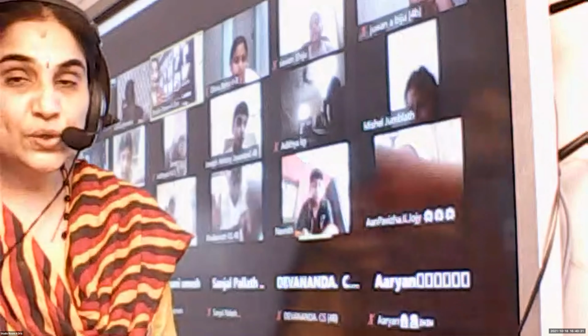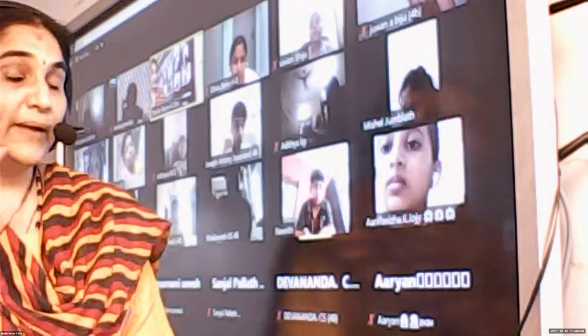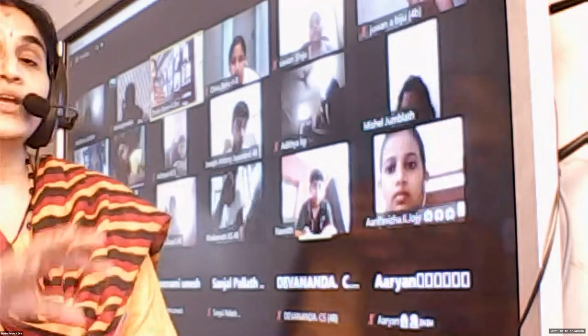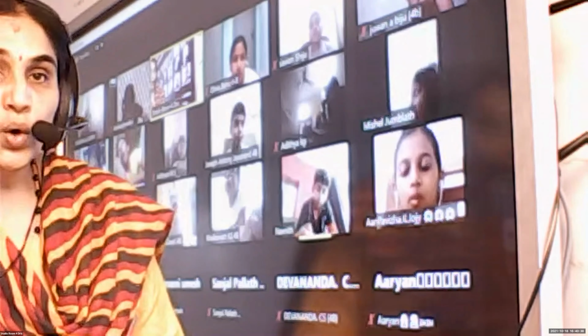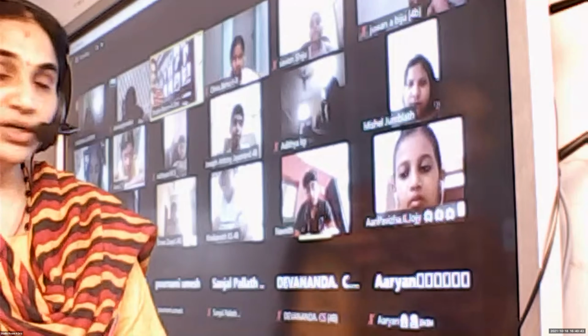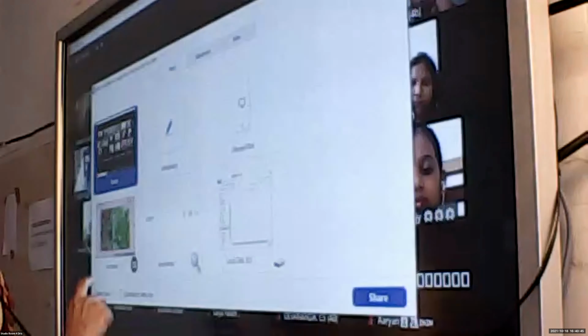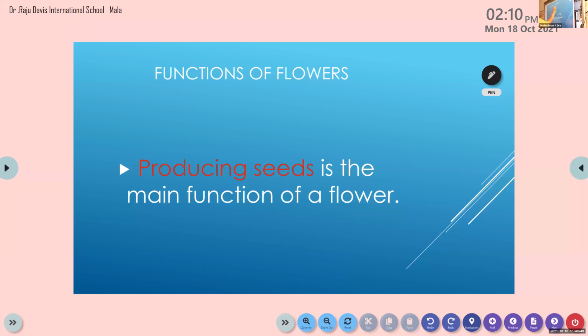So now you understood fruits. Okay, so flowers. From the flowers, we can produce new plants. That is the main function of the flowers. Got it? That is the main function of the flower. So important one, functions of flowers. Producing seeds is the main function of the flower. Okay, now you understood how seeds are produced from flowers. A new baby plant is produced from it.